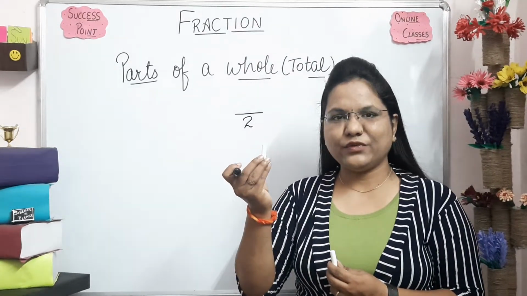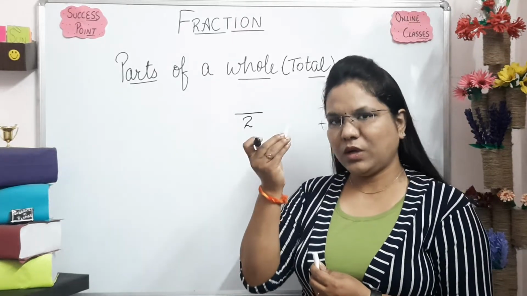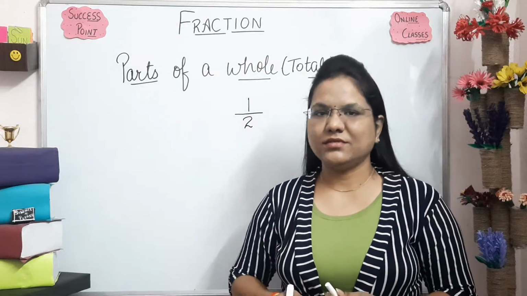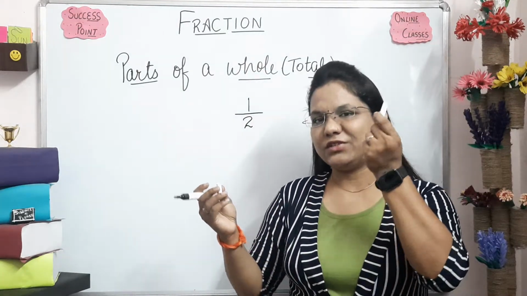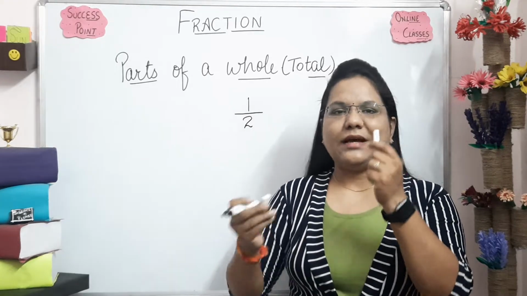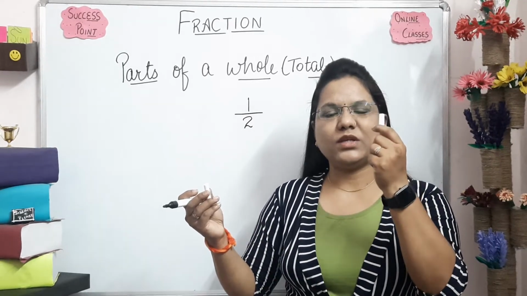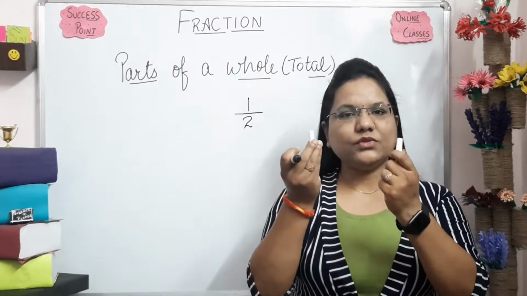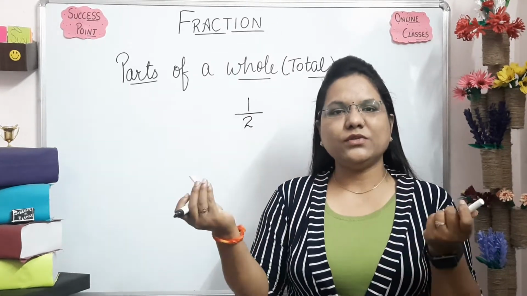So what is the fraction for this chalk? It will be 1. So we can write the fraction 1 by 2. And if I want to check the fraction for the second one, total 1, 2 chalks. I want to check the fraction for this one. It's 1 and total 2. So it will be 1 by 2.